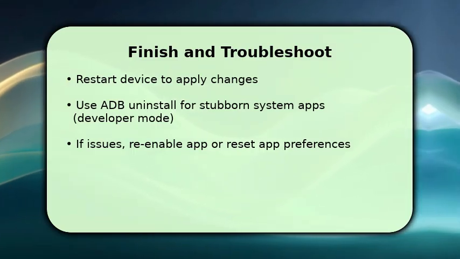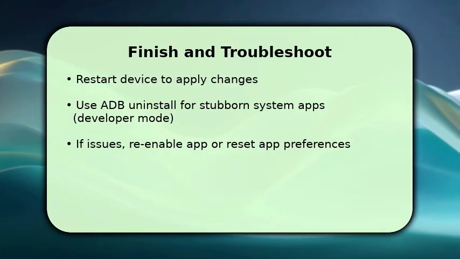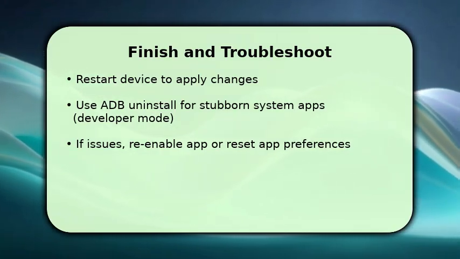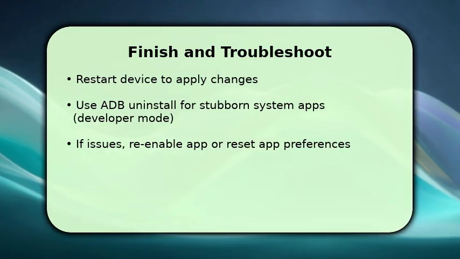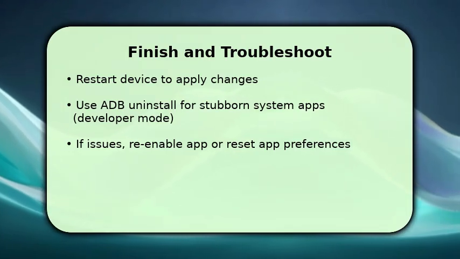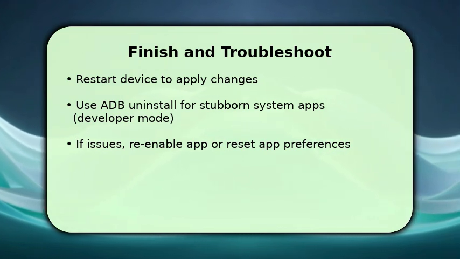If the app won't disable, you can enable developer options and use ADB uninstall for persistent system apps, but be careful, removing essential packages can break features. If something stops working, re-enable the app or choose Reset App Preferences to restore defaults. That single troubleshooting step usually resolves unexpected side effects quickly.